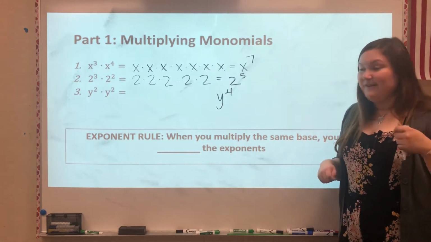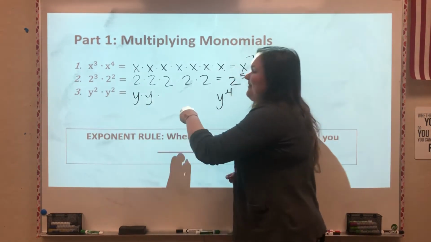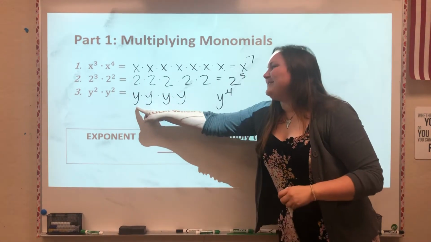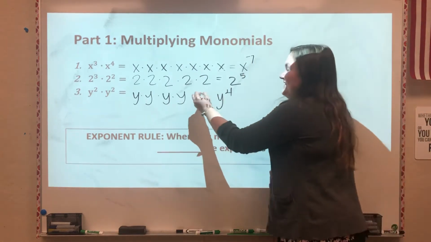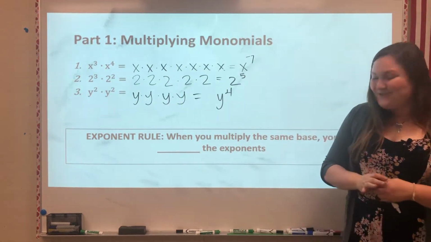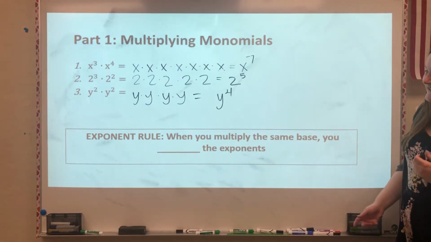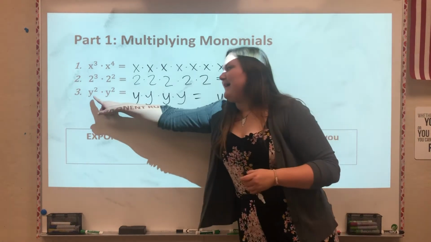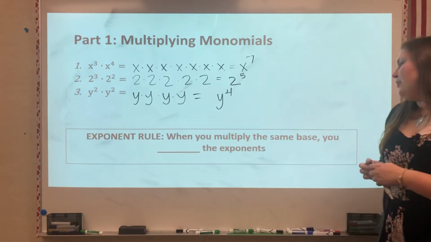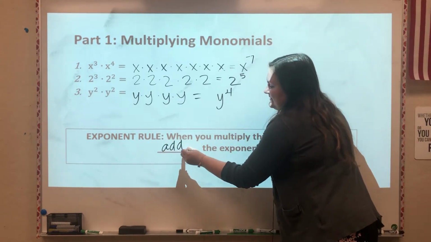Let's confirm by writing it out. y squared is y times y. Another y squared is another y times y. That would give me y multiplied by itself 4 times, which is y to the 4th power. So just like that, you have become a mathematician and discovered that first exponent rule. That first exponent rule says that when you multiply the same base, so if they're both y's or both 2's or both x's, you can add the exponents.